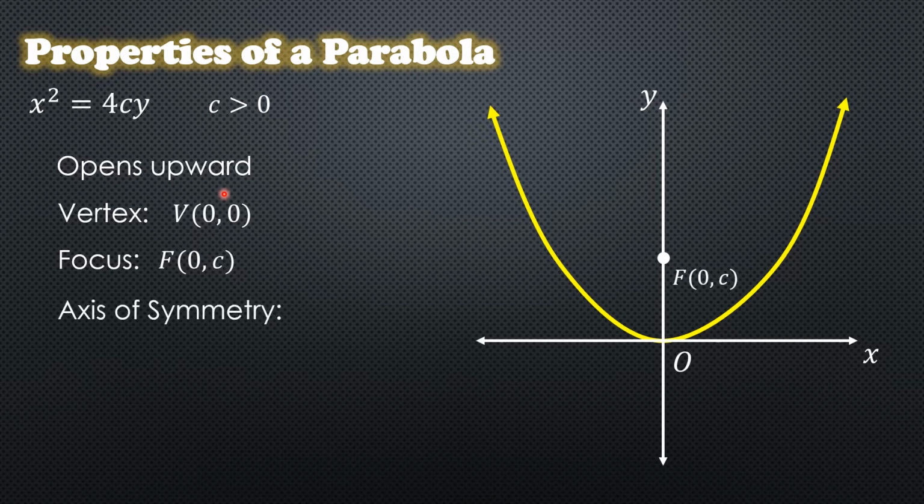The axis of symmetry is a line that divides the parabola into two parts that are mirror images of each other. The axis of symmetry contains the focus and the vertex of the parabola, and the parabola is symmetric about the y-axis. Hence, the axis of symmetry is the line x equals 0.